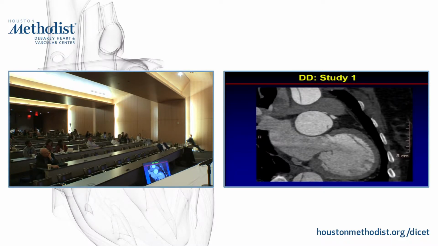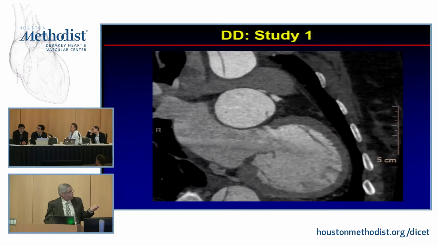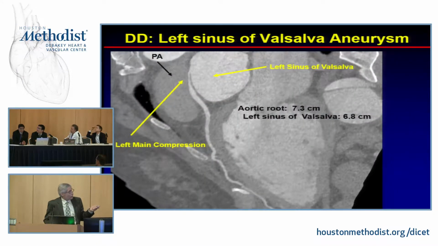So the question was, what about this? You can see that there's actually left main compression between the left sinus of Valsalva and the pulmonary artery. The aortic root was 7.3 centimeters, and the left sinus of Valsalva was 6.8. Okay, so a rather impressive case, and you can see the coronary artery is beautiful. I mean, there's absolutely no plaque whatsoever in that coronary artery.